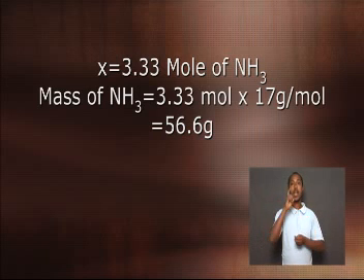Then we multiply X by 17 grams, which is the amount of ammonia equal to 1 mole. This gives us our answer of 56.6 grams. This is how much product our hydrogen reactant produces. If we repeat this process with our nitrogen reactant, we will discover that it only forms 21.8 grams of product. Therefore, the nitrogen is the limiting reactant.